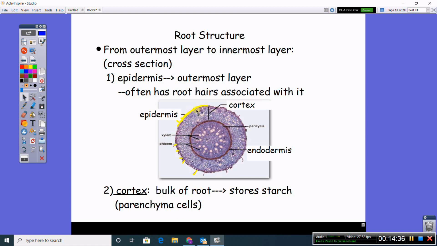Now, remember, this epidermis is just what I colored in yellow. It is just one layer thick. The cortex makes up the bulk of the root. It is where starches can be stored away, and it is made of parenchyma cells. So I want to show you what that is in this picture. In this picture, the cortex is basically this part in through here. This is the cortex. And if you remember what we said parenchyma cells look like the other day, that's what they look like.